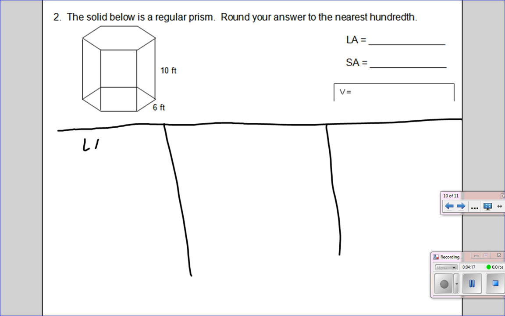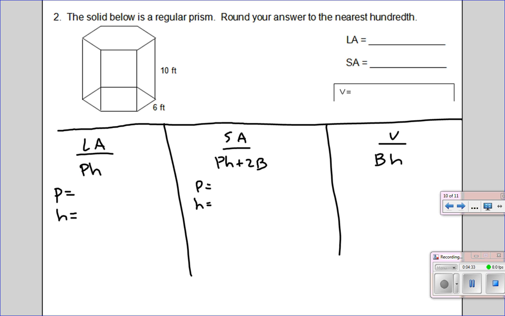And we got LA, SA, V. So it's a prism. SA is pH plus 2B, and V is big B times H. So we need P, we need H, and we need big B. I'm going to come up here and draw the base, because that's all we really have to do calculations with.